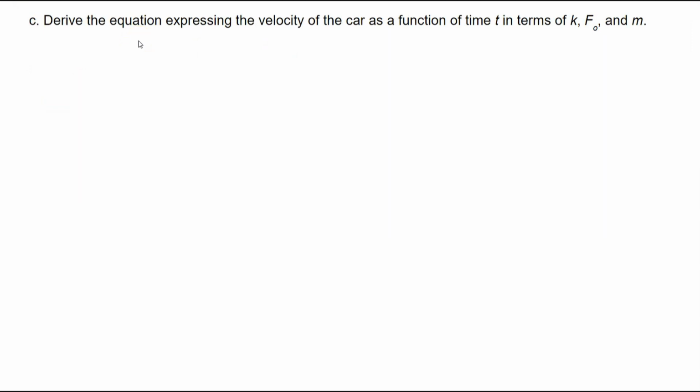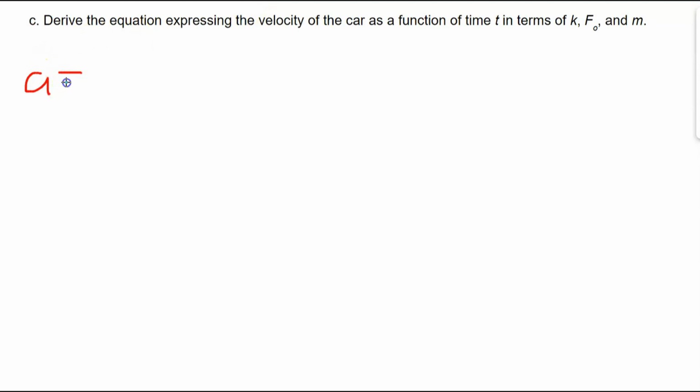For part C, we have to derive the equation expressing the velocity of the car as a function of time t in terms of k, F sub naught, and m. So you might be thinking, oh, you just take the expression we found in the last part and solve for v, right? Well, no. We got to make sure it's a function of time, and our acceleration expression did not feature time anywhere. So what we're going to have to do is we're still going to use the acceleration equation.